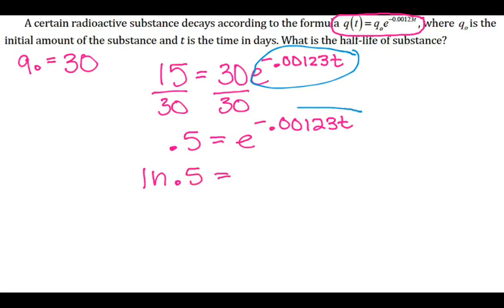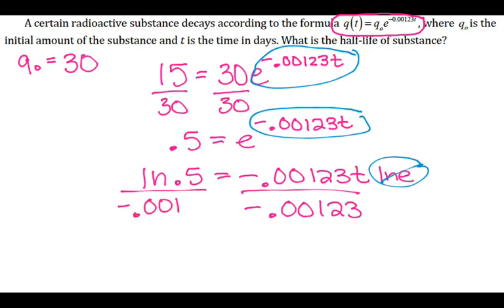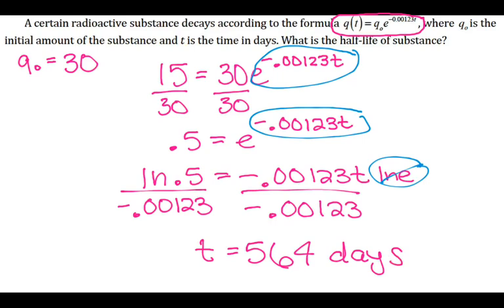I'm going to bring down my exponent at the same time. Natural log of e, which we know is 1. So there that goes. And I'm going to divide. As you can see with these word problems, they're structured very similarly, where essentially you're doing the same process, just in different contexts. So natural log of 0.5 divided by negative 0.00123 is approximately 564 days. I'm rounding to the nearest day. And your time is in days because that is what the problem tells us.